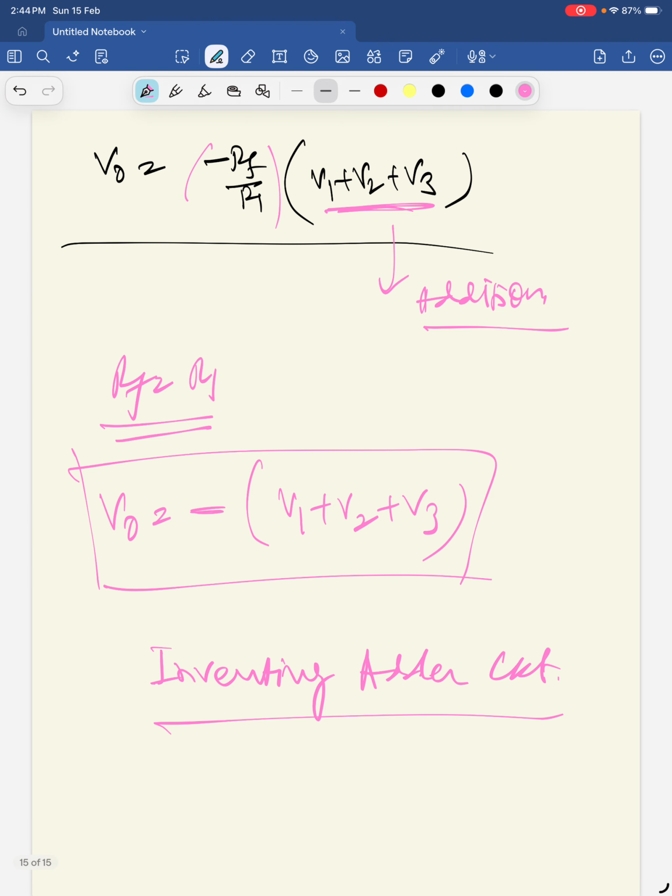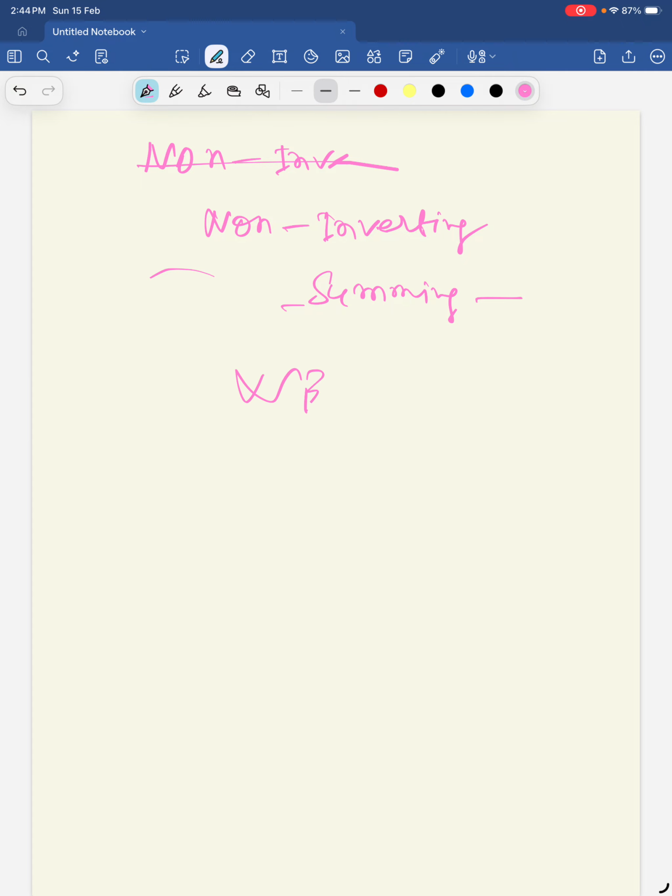So now we have one more circuit, that is non-inverting summing amplifier. So that will be discussed in the next class, next video. Till then, thank you.